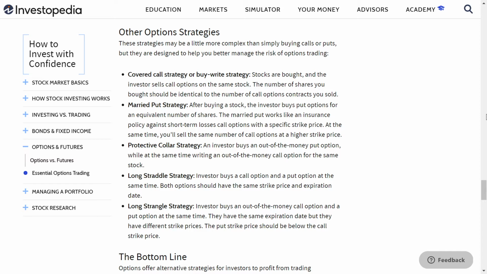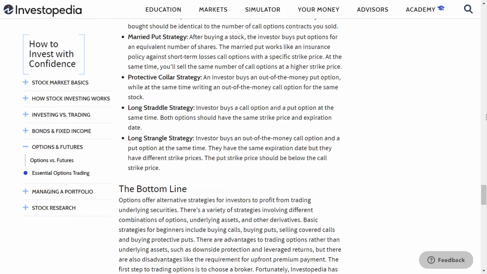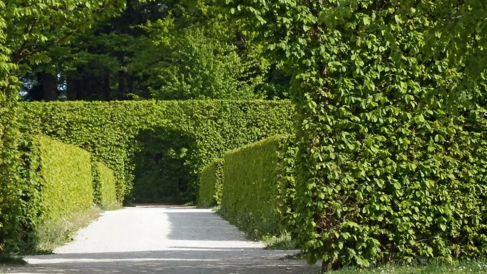Long straddle strategy: the investor buys a call option and a put option at the same time. Both options have the same strike price and expiration date. Long strangle strategy: the investor buys an out-of-the-money call and a put option at the same time. They have the same expiration, but they have different strike prices. I'll be covering a little bit more on the straddle and the strangle here. The other ones are not really recommended for beginners, so I'm not going to go too much into details about them, other than basically what I read off. Options hedging is a risk, especially if you don't know what you're doing fully.